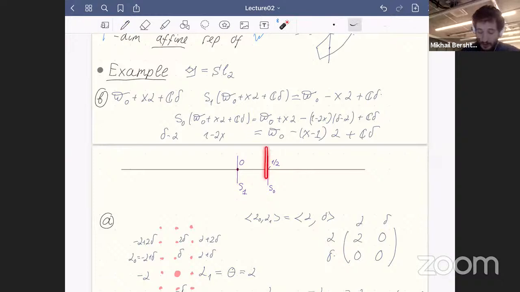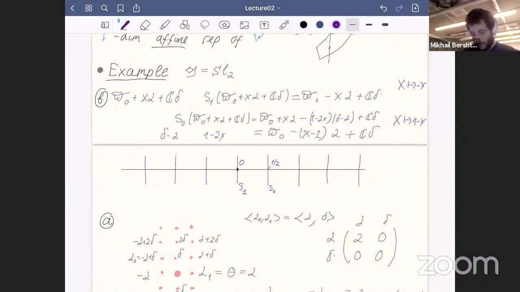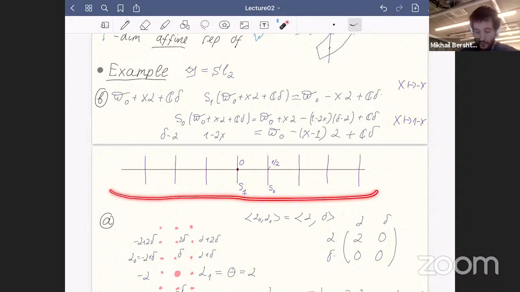And again we see that this is an affine transformation. So we have two maps. One map is x to minus x. We have coordinate x, and another map is x to 1 minus x. And these two reflections generate the whole affine Weyl group. This is why it's called affine.